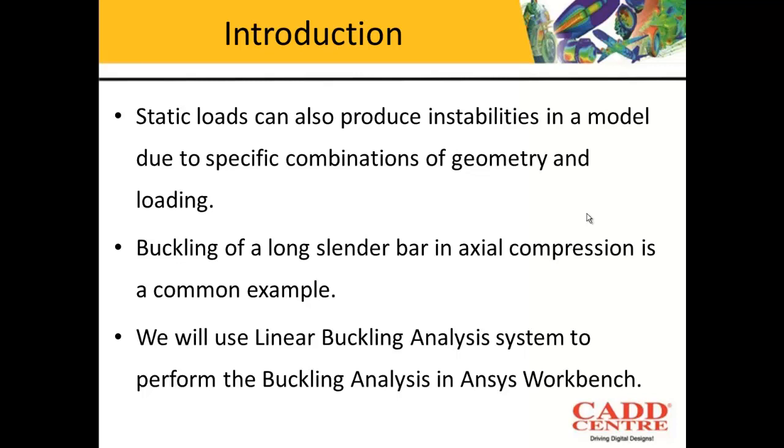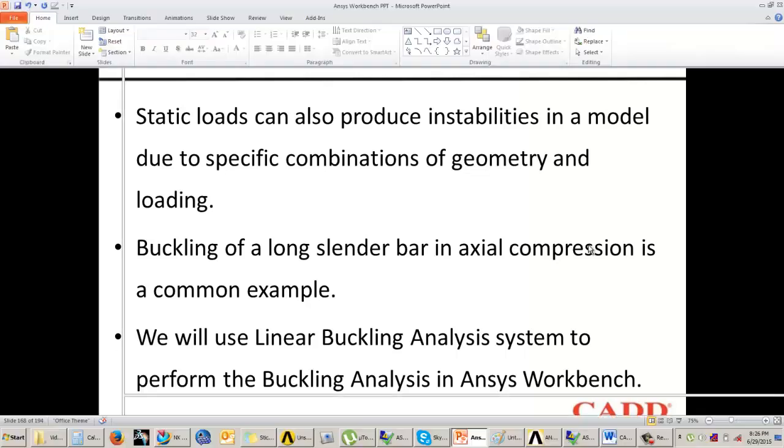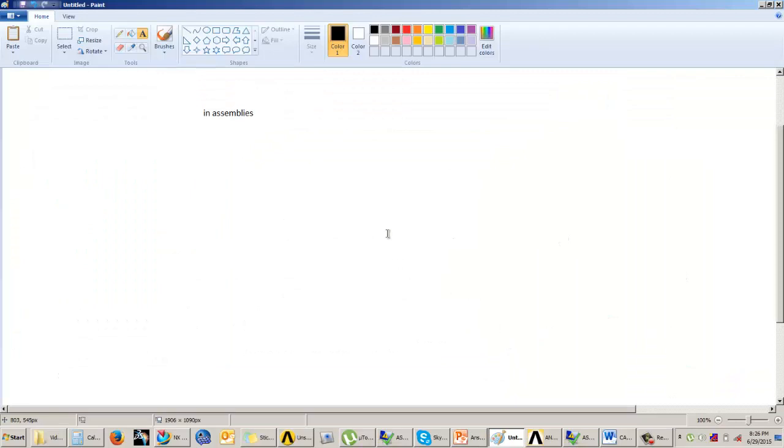Whenever we are working on a design and we apply some static loads on it, there can be some situations where, due to some combinations of loads or the combinations of loads and geometry, some instabilities can be generated inside the design. Buckling of a long slender bar in the axial compressive direction is a common example that everybody gives whenever we perform buckling analysis. So what is exactly the buckling analysis?